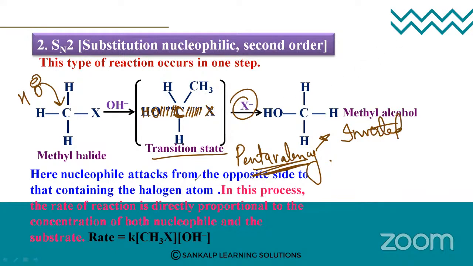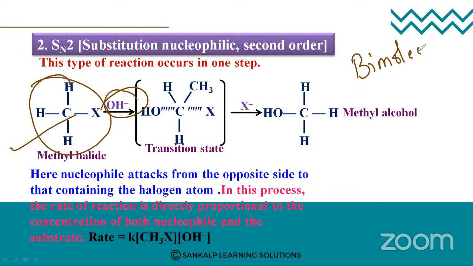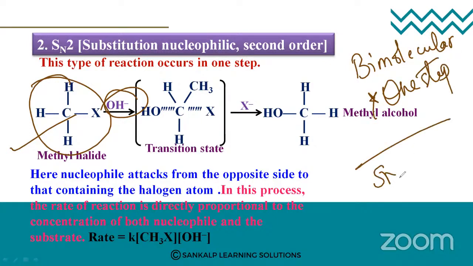Here the nucleophile attacks from the side opposite to the halogen atom. The rate of the reaction is directly proportional to the concentration of the substrate as well as the nucleophile. So the rate depends on two factors, the substrate and the nucleophile, and it is called a bimolecular reaction, but it proceeds in one step. The SN1 reaction is a unimolecular reaction, but it is a 2-step reaction.